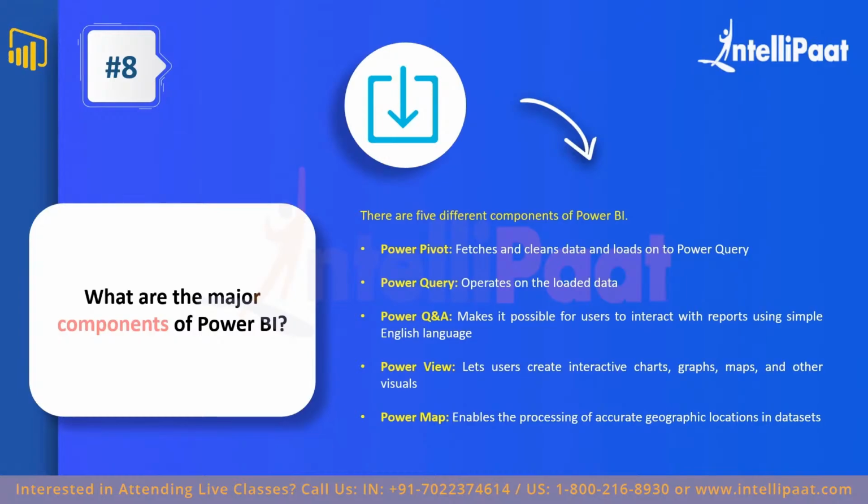Power Map will make sure that we can have the processing power of global icons on the screen, where we're trying to depict or show the processing of accurate geographical locations that are present in the data sets. For example, sales figures in a particular country, support operations in another part of the world, a lot more that you can do with Power Map. So when you ask this question, make sure to mention the 5 different components of Power BI. That's Power Map, Power Q&A, Power Query, Power View, and of course Power Pivot.